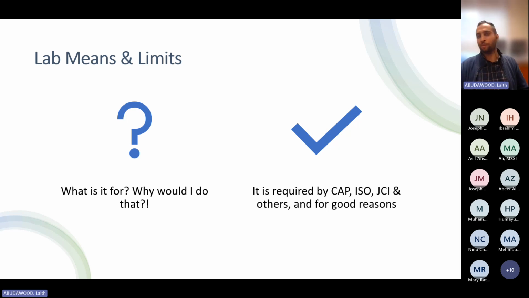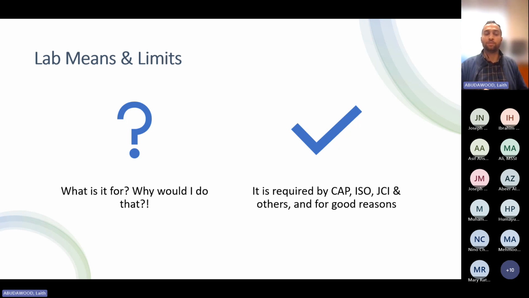Plus, which is the bigger motivation behind why many customers do it. When you have a CAP accreditation, ISO accreditation, or JCI accreditation, you must do lab means and lab limits. Part of the inspection, they will ask you, where are your lab means and lab limits? How did you establish them? Can you show me the results that you used to establish them?